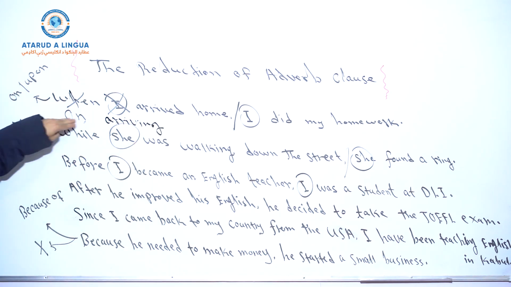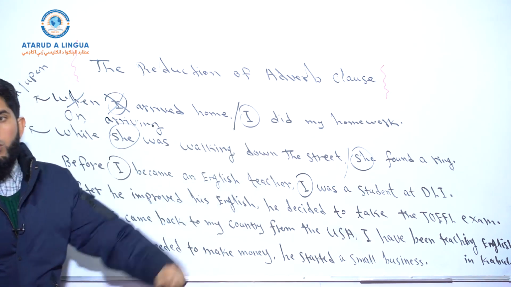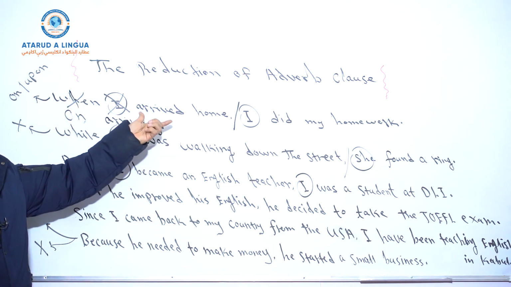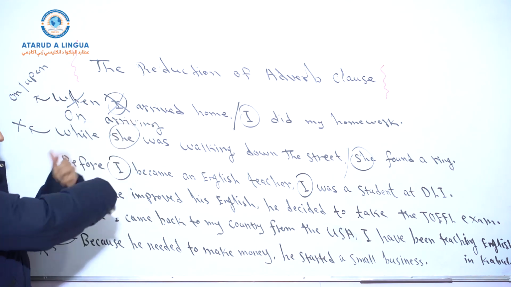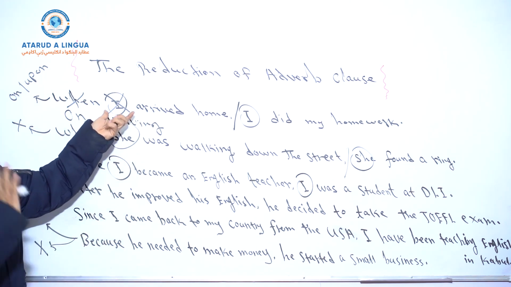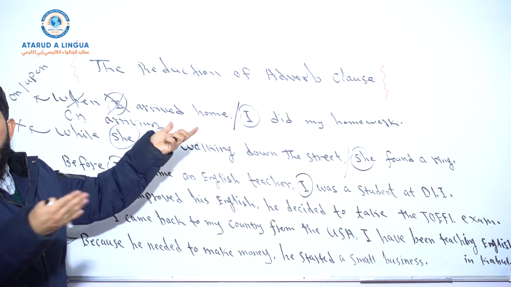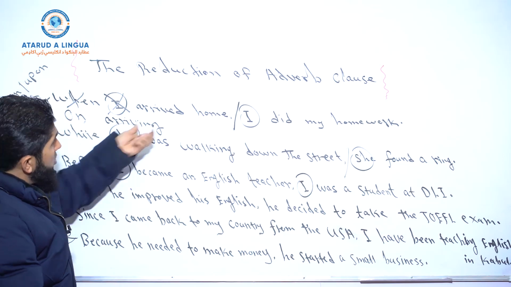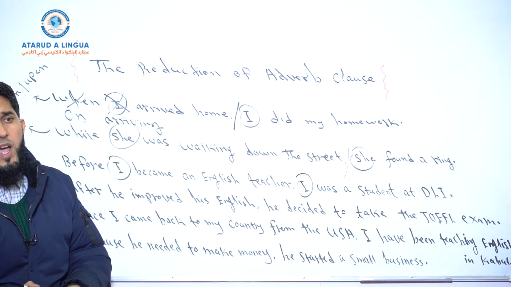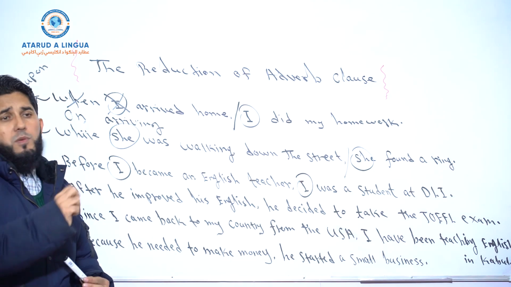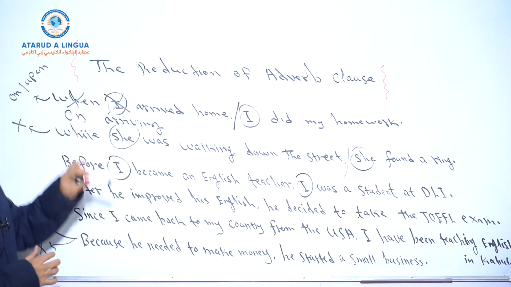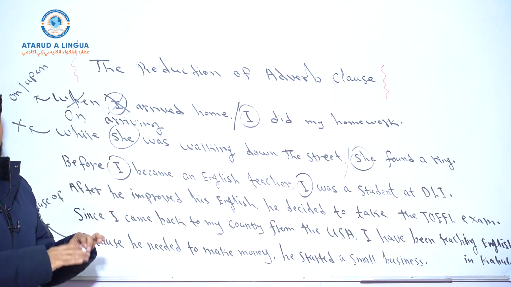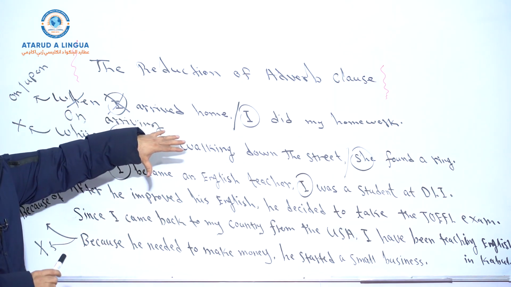Look, on arriving home, I did my homework. When I arrived home, it was a clause before we changed it to a phrase. Why? Because a clause is a group of words which has a subject and main verb. So I, subject, and arrived. But here, on arriving home is not a clause anymore. Why? Because it doesn't have the pair of subject and verb. So it's just a phrase. What kind of phrase? A prepositional phrase, a modifying phrase. It still has the same job.